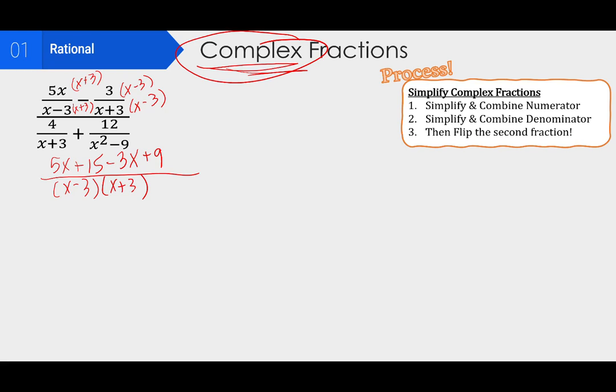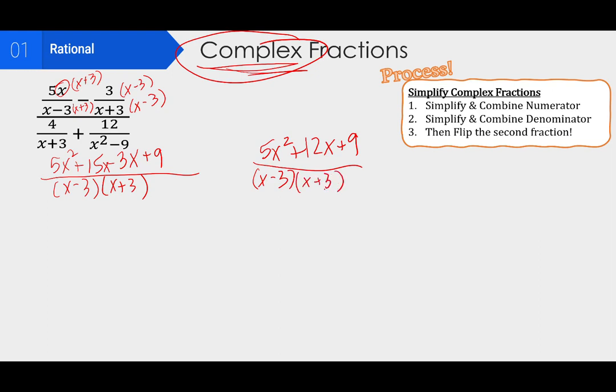So simplifying on the top. Oh, I missed something important. There's an x there. That's 5x squared and 15x. There we go. So now, combining my terms and simplifying the top, I have 5x squared plus 12x plus 9. And then you can try and see if that factors. It does not, so we're just done with that so far. And my common denominator is x minus 3, x plus 3.